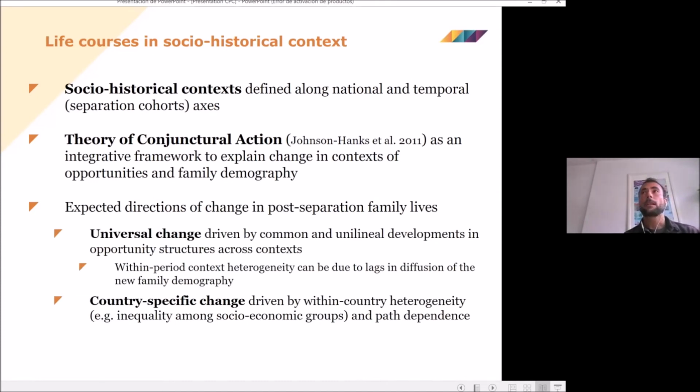So in relation to that, we will propose two general expectations on the directions of change. We propose that change can be universal or in the same direction, meaning that countries will follow the same over time trend. And this would be due to common developments in opportunity structures that might be due to individualization or increasing resources among women, as it would be predicted by second demographic transition theory and so on. Still, differences across countries within the same periods would be expected because this would reflect lags in the diffusion of union instability, for instance. And on the other hand, we propose that countries do not behave in the same direction. So that is to say that mechanisms of change are not necessarily exogenous, but could also be endogenous.